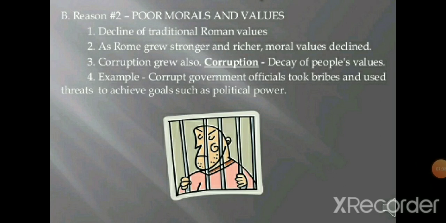The second reason is poor morals and values. The traditional Roman values were declined because of the rise of Christianity. The traditional Roman values which were mentioned in the pagan religion declined. As Rome grew stronger and richer, moral values declined. Corruption grew also. For example, corrupt government officials took bribes and used threats to achieve goals such as political power.